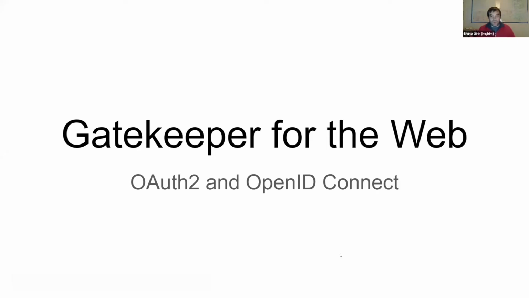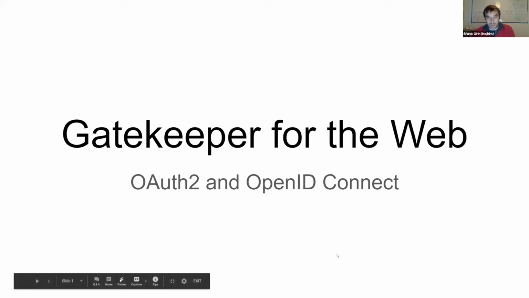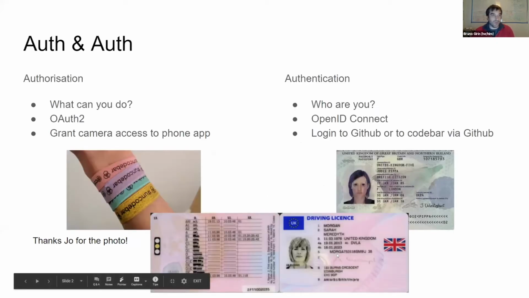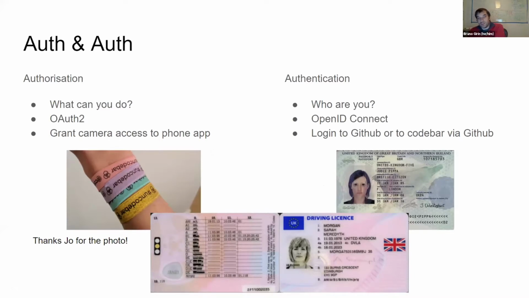Good evening. I'm here to talk to you about how to build web systems that are secured with OAuth 2 and OpenID Connect. So, what is this all about? The abbreviation Auth actually means two different things. On the one hand, it can mean authorization, which is what OAuth 2 does.